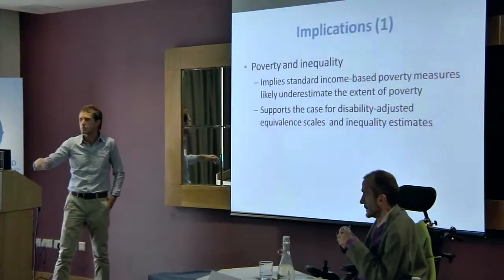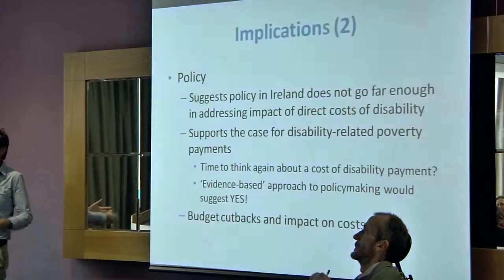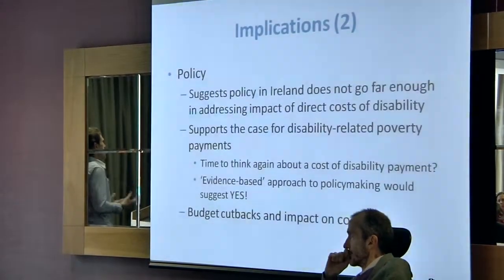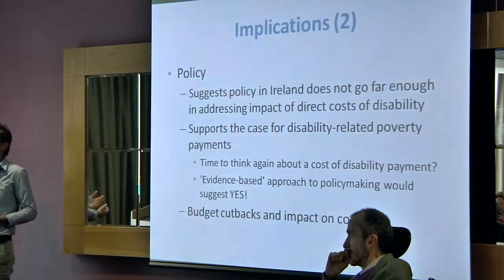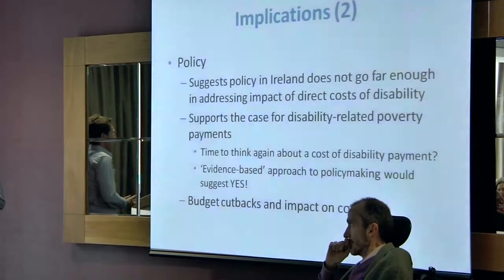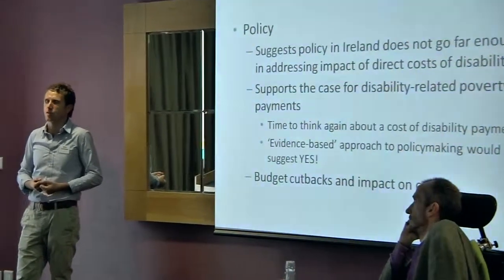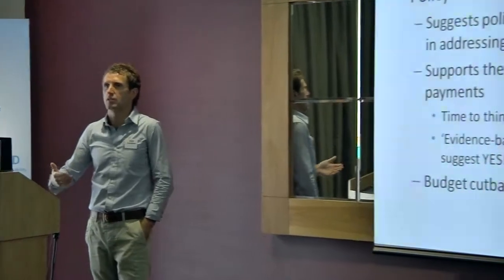But where I think this particular piece of research is most useful is in thinking about the policy implications, okay? Because what it's suggesting is the policy in Ireland at the moment does not go nearly far enough in terms of addressing the direct cost of disability. Even after we take into account all of the current services and payments, the additional cost of disability are very, very high. They are driving down the standards of living of these households, and they're also driving these households into poverty and deprivation. What they clearly do, I would argue, is support the case for disability-related poverty payments, number one, but more specifically, they suggest that I think it's time now that we think again about the introduction of a cost of disability payment.